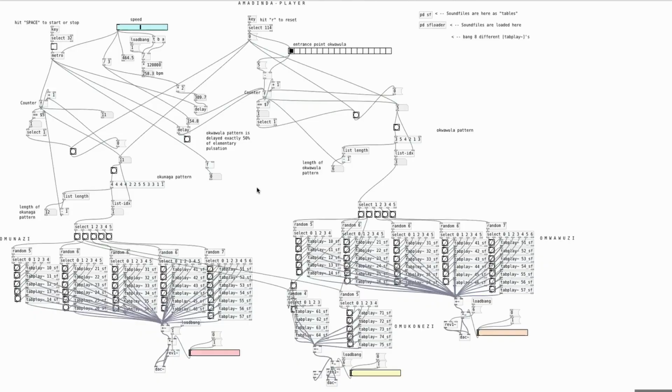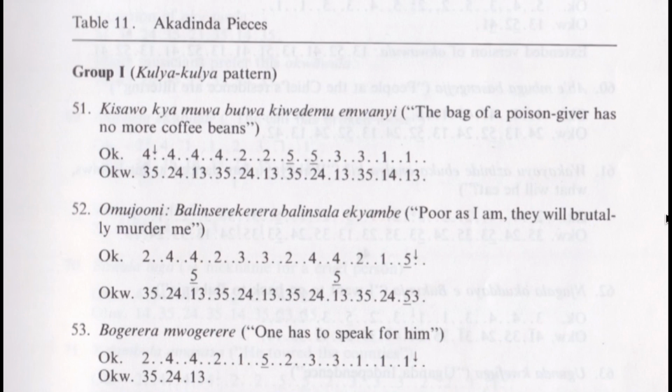Now this player can also play Akadinda music. As I said, in Akadinda there are 2 notes falling in between the spaces of the first pattern. And I've prepared a composition here, and I had to make a few changes to fill in these 2 notes. Here's the Okunaga pattern. Let's listen to that one.